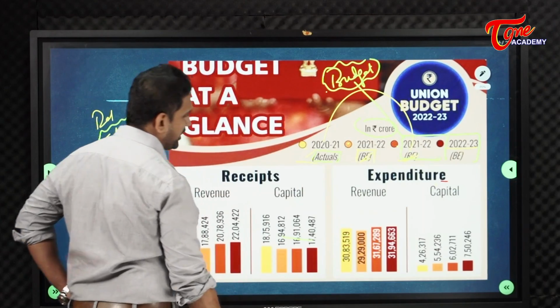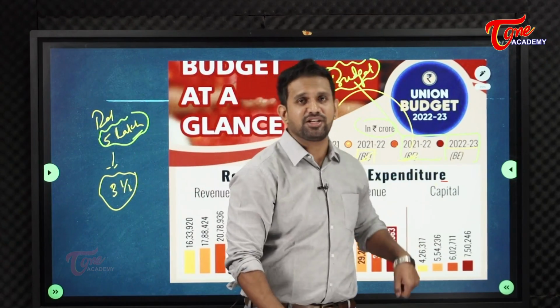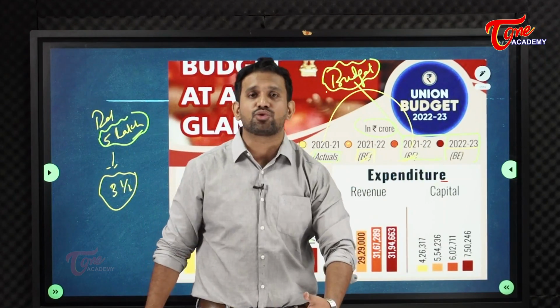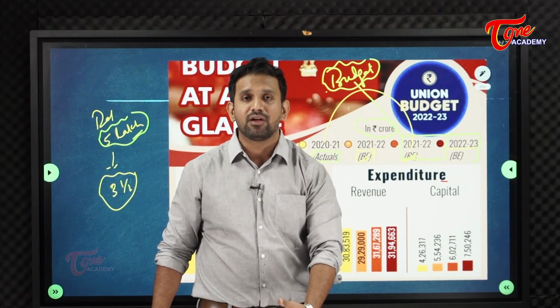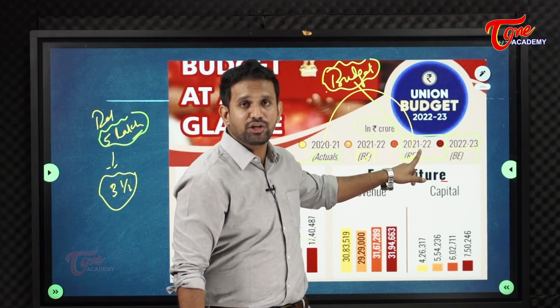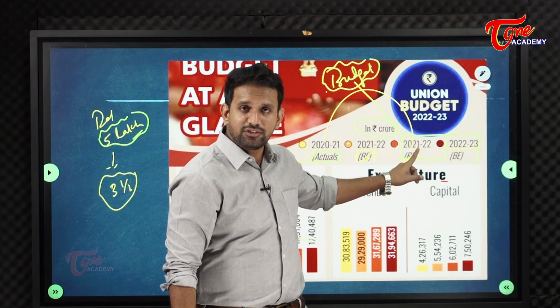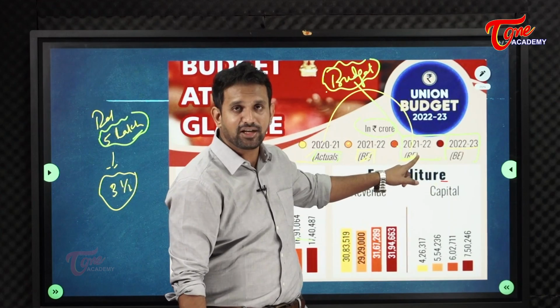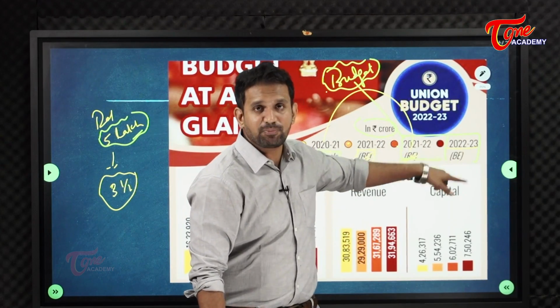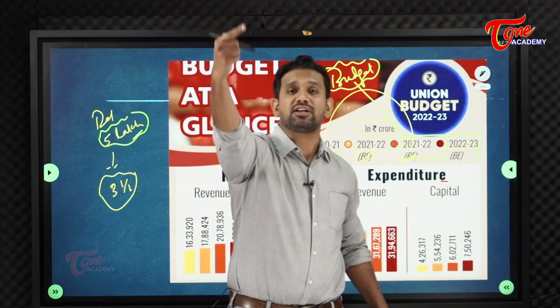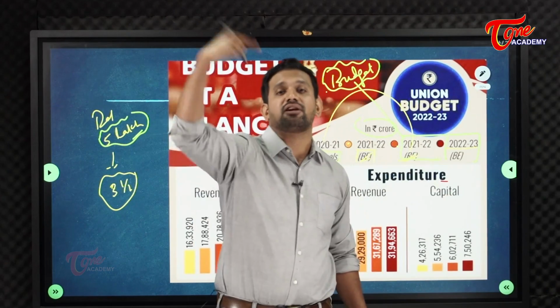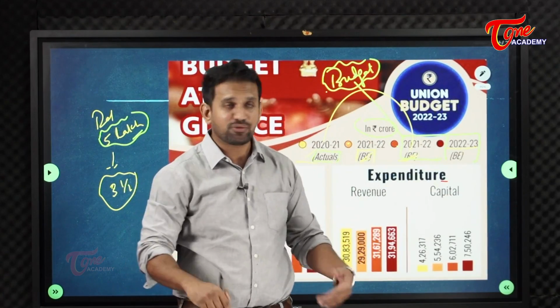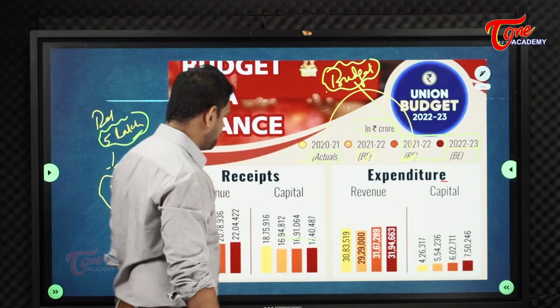2021, 2022. Why are we still at revised estimates, and why not actuals? Because March 31 has not come yet, no? We are still in the financial year 2021 to 2022 only. This financial year ends on March 31st, 2022. The budget was presented from April 1st onwards, and whatever is allocated will come into force. That's why we have to compare this one.